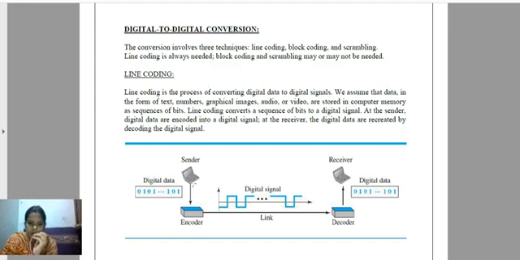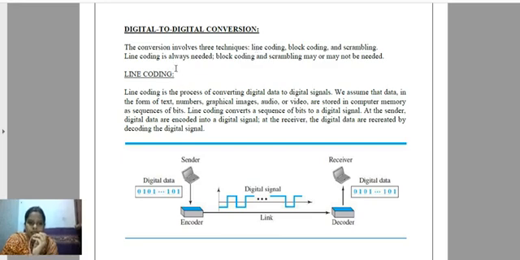In the figure we can see the digital data in the form of 0 and 1, and here is the digital signal. At the sender side we need digital to digital signal conversion, and at the receiver side we need digital signal to digital data conversion. So how is this done? This conversion technique is of three types: line coding, block coding, and scrambling.